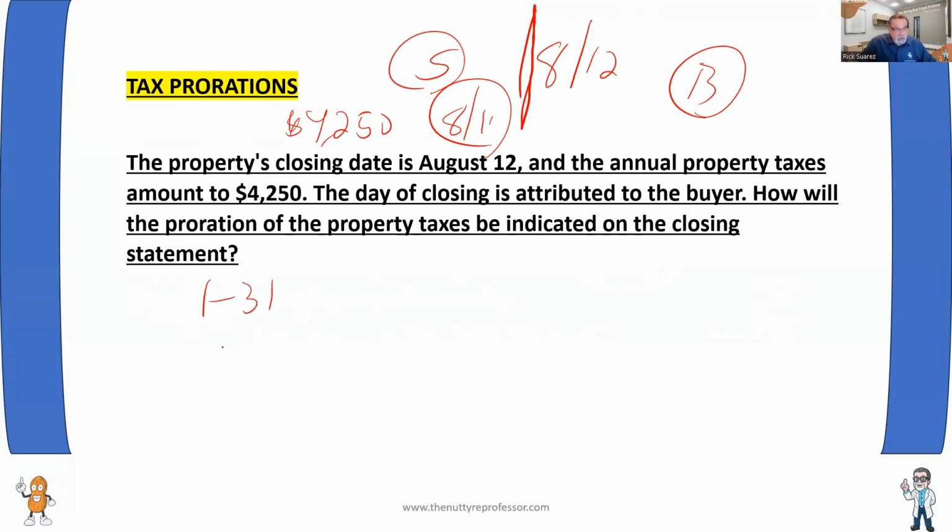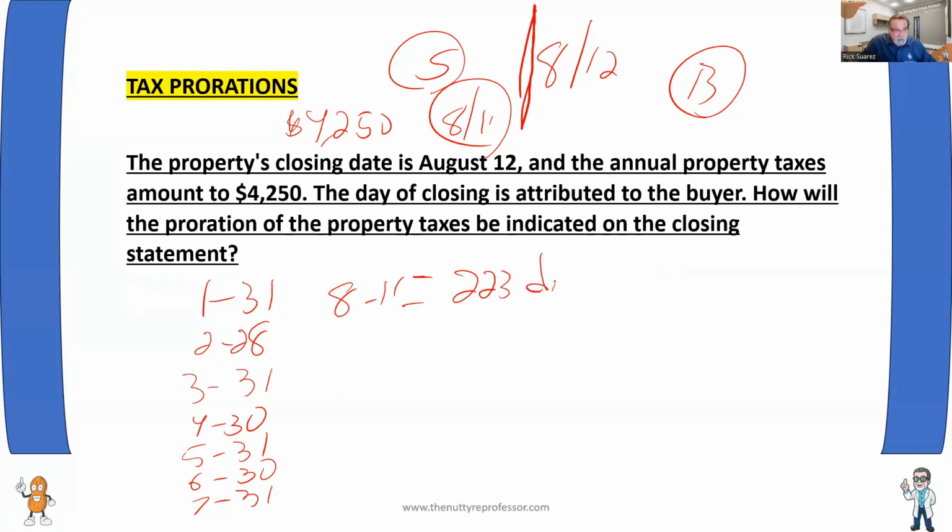January has 31 days. February has 28 days. March has 31. April has 30. May has 31. June has 30. July has 31. And then August, we just need 11 days. And that equals a total of 223 days.